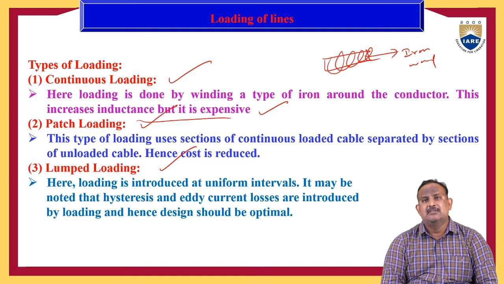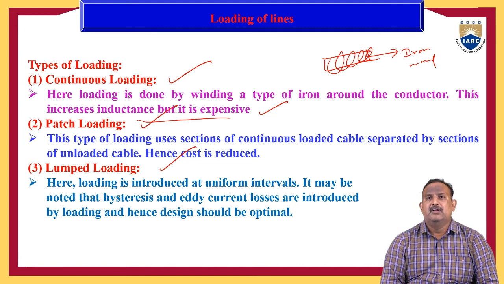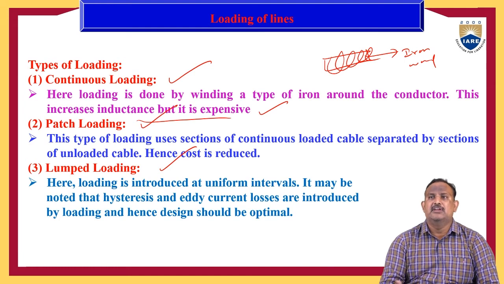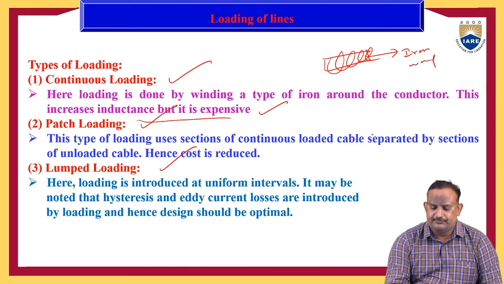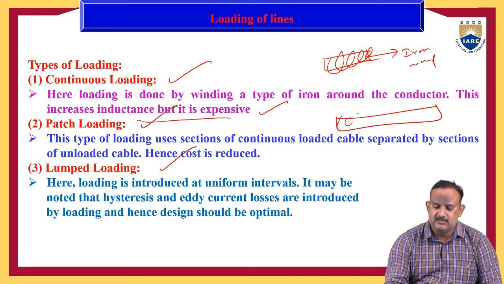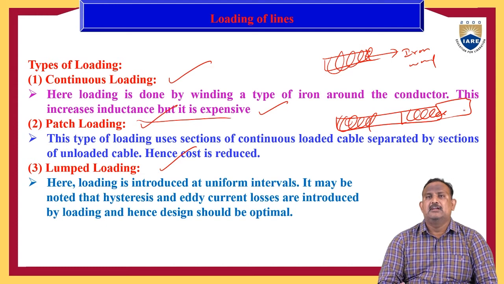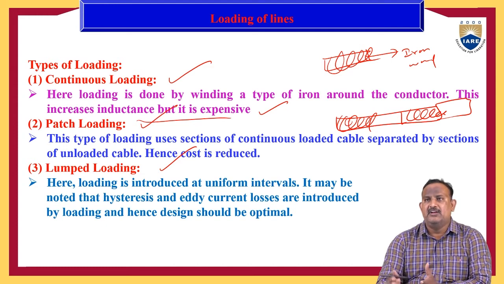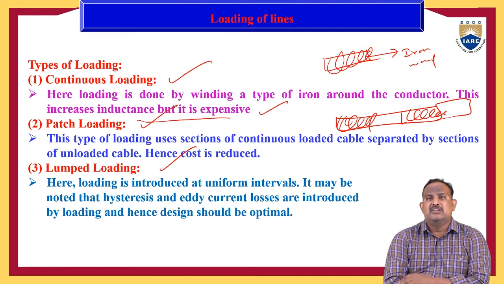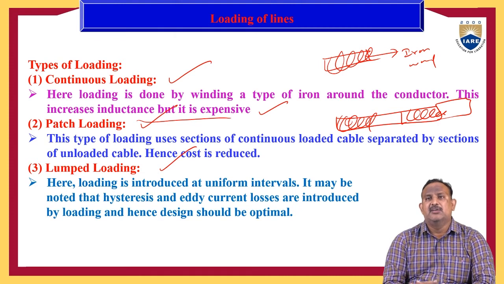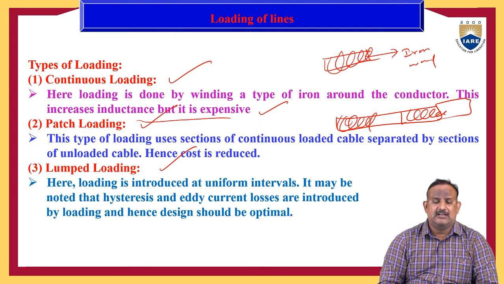The other type of loading is patch loading. This type of loading uses sections of continuous loaded cable separated by sections of unloaded cable. Suppose there is a conductor; some part of the conductor is wound, then some part is left plain, then it is wound again, then plain again. This is patch loading, where we wind the cable in different patches. Hence the cost is reduced compared to continuous loading.